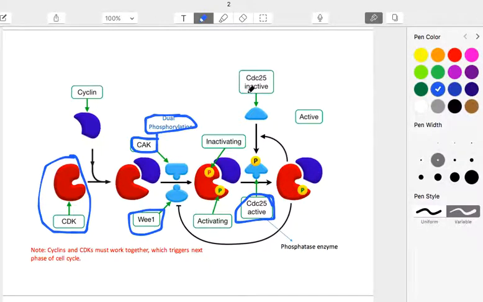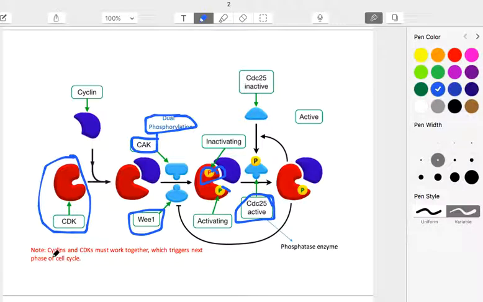The CDC25 goes and binds to the site. It just cleaves the phosphate, the inhibitory phosphate. CDC25 just binds with that, and the phosphate is removed. CDC25 is a phosphatase enzyme, and it is very important.